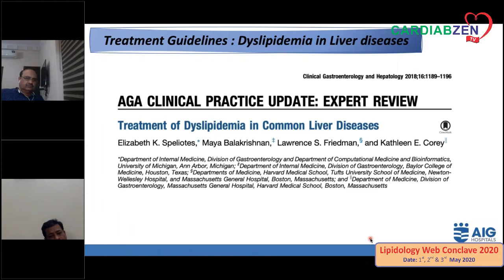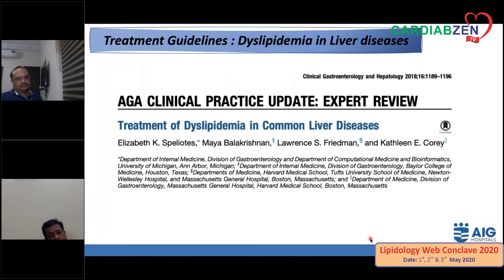So coming to my last part of the talk: when we find a patient with dyslipidemia in liver disease, how do we treat them? This is a guideline which has come from the American Gastroenterology Association, and it just mentions some of the things, most of which everybody knows.